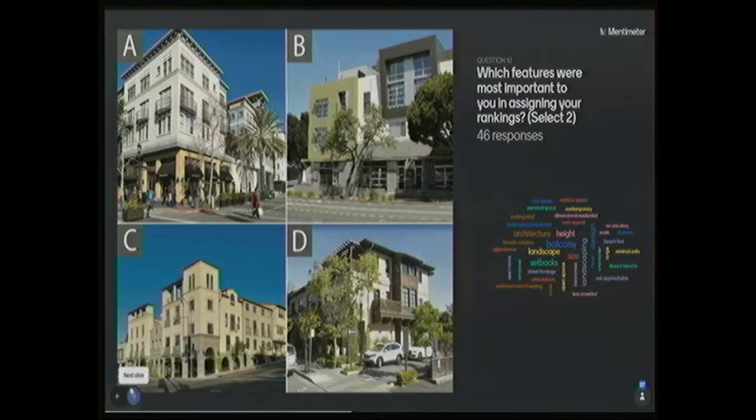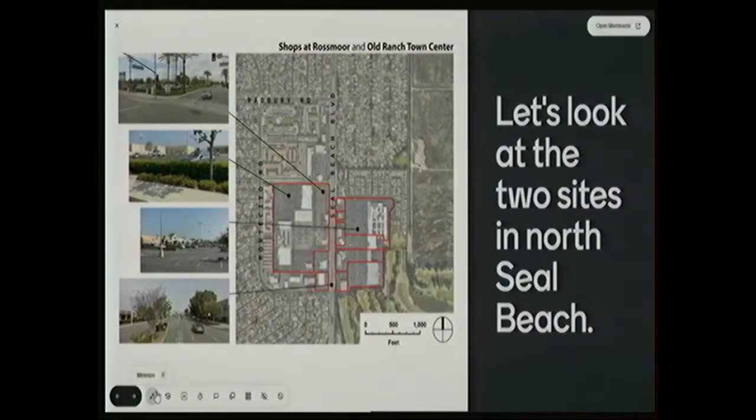All right, next up. The next series of slides, if you remember the slide that had a map and showed the sites that the housing element identifies as being rezoned as mixed commercial, high density residential. We're going to look at 4 of those. 2 of them are across the street from one another here. We've got the shops at Rossmore and the Old Ranch Town Center. If you can place yourself there right now. We've got some images on the left to remind everyone of these 2 sites.